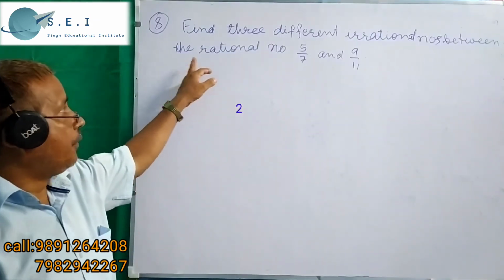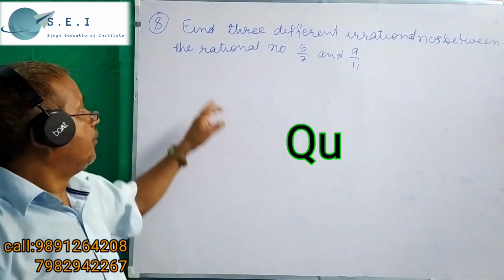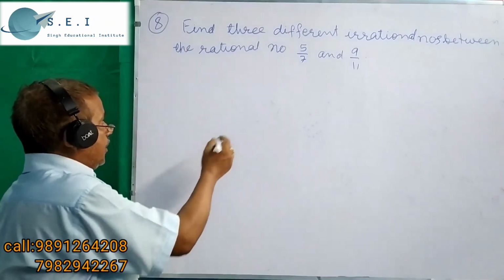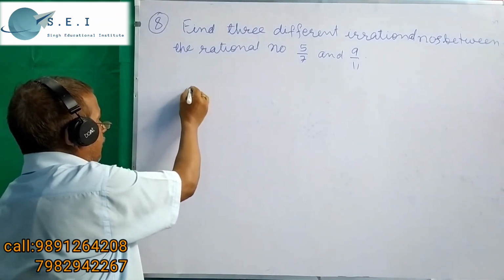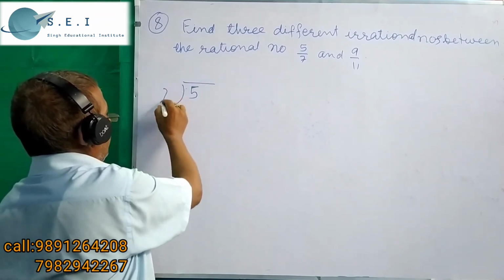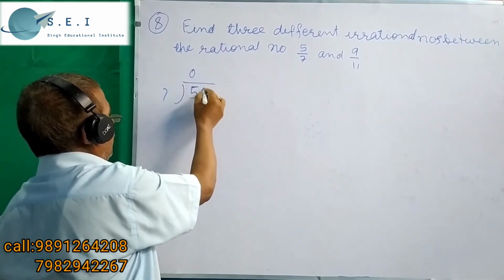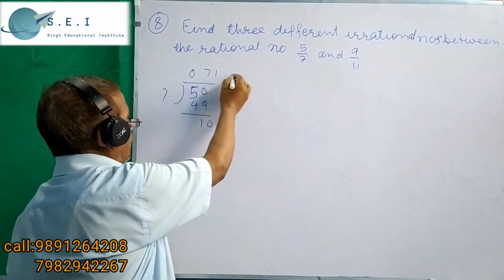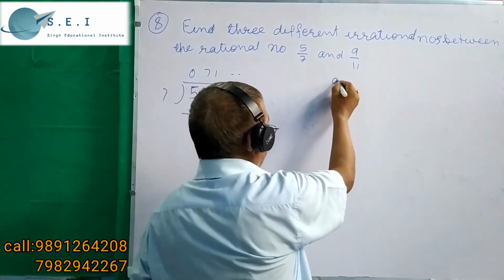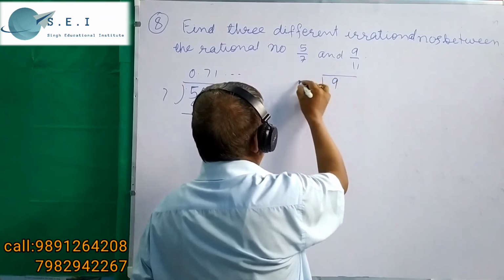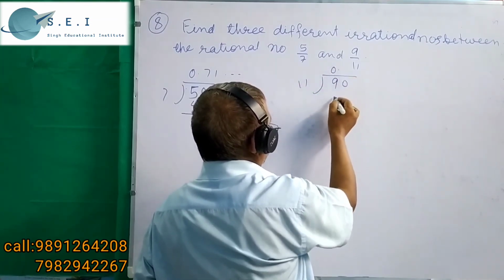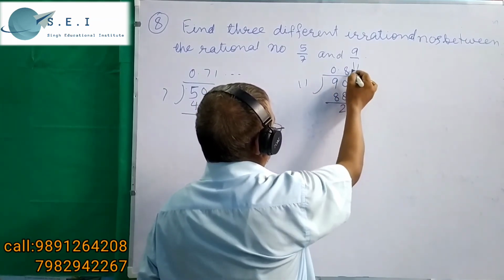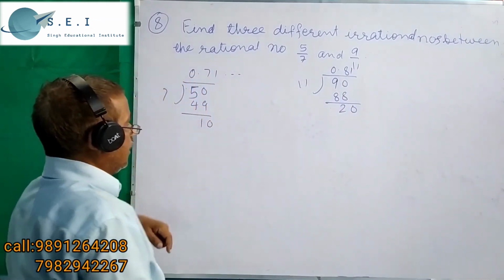Question number 8. Find three different irrational numbers between the rational numbers 5 by 7 and 9 by 11. To get this answer, we divide 5 by 7. It is 0.714 and so on. Nearly it is 0.71 and so on. And if we divide 9 by 11, the answer is 0.8181... It is nearly 0.81.